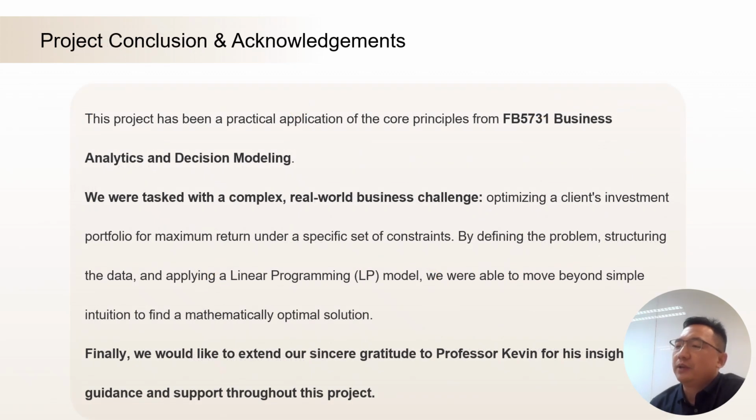This project has been a practical and powerful application of the core principles from our course, Business Analytics and Decision Modeling. We were tasked with a complex, real-world business challenge. By defining the problem, structuring the data, and applying the LP model, we were able to find an optimal solution. This process clearly demonstrates the power of decision modeling to solve practical workplace problems, providing clear, data-driven, and actionable insights.